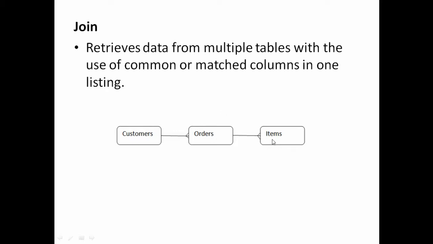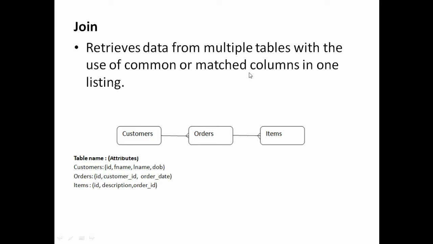But what if I want to know the items that have been ordered by a particular customer? Do you think in this case a single table is sufficient to get the required output? No, it is not possible by only querying a single table to get the output. So in this case, we need a join. A join retrieves data from multiple tables with the use of a common or matched column in one listing. In this video, I will also be covering how to join the tables with the use of syntax.